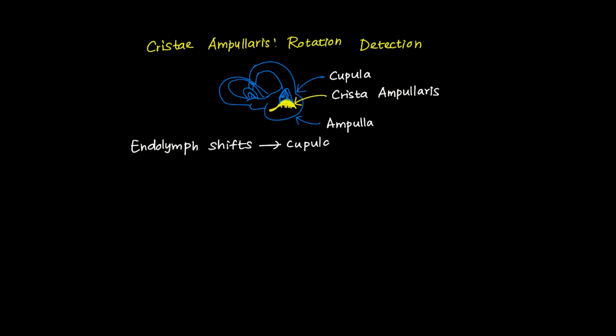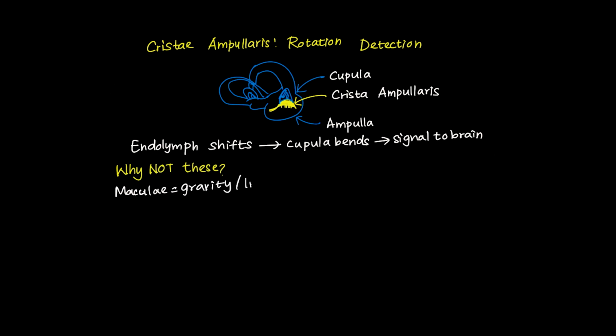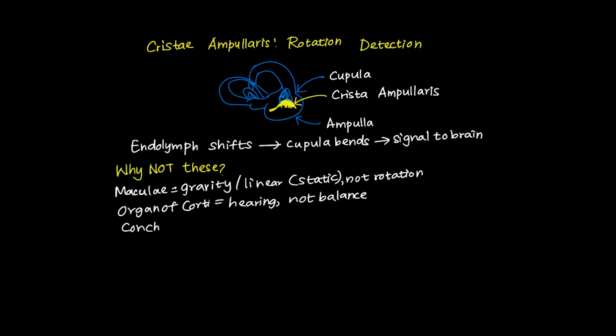A gelatinous mass called the cupula sits on top of those hair cells. When the head rotates, endolymph lags behind slightly, dragging over the crista and bending the cupula and its embedded stereocilia, generating a receptor potential sent to the brain via CN VIII. The maculae are in the utricle and saccule for gravity and linear motion, static equilibrium, not rotation. The organ of Corti handles hearing. The cochlear duct is part of the auditory system, not the balance system.